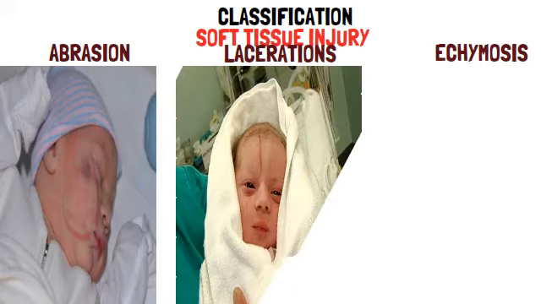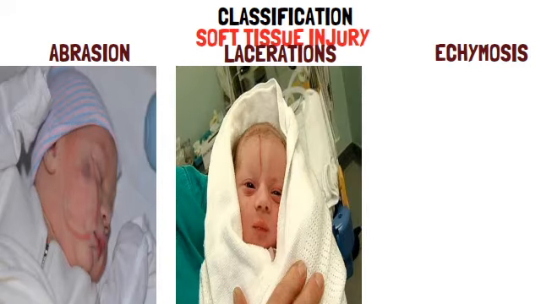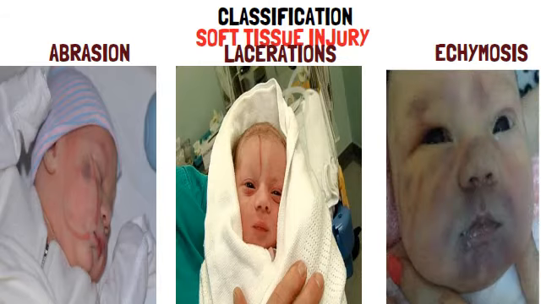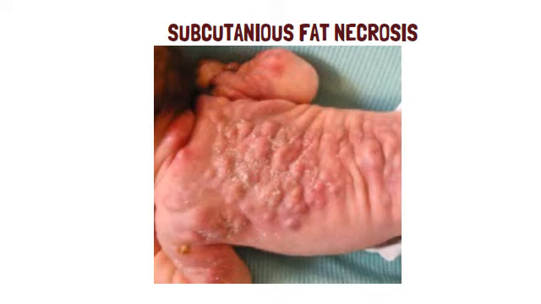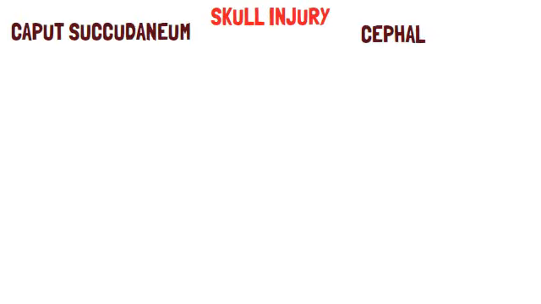Laceration is a deep or superficial cut on the skin of the newborn. Ecchymosis are small hemorrhagic areas that may occur after traumatic delivery. Subcutaneous fat necrosis is inflammation of fat tissue beneath the skin. Next classification is skull injury. It includes caput succedaneum, cephalohematoma and skull fracture.